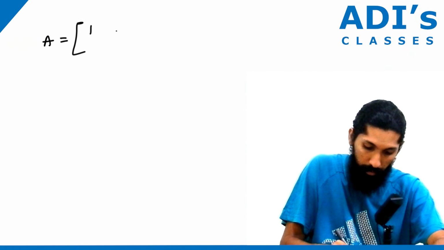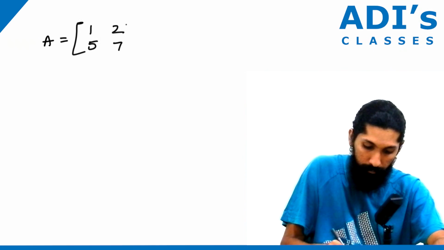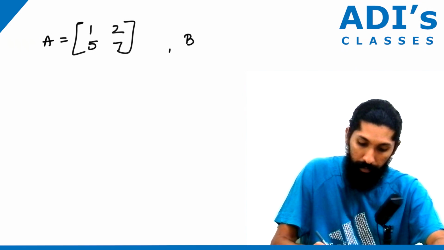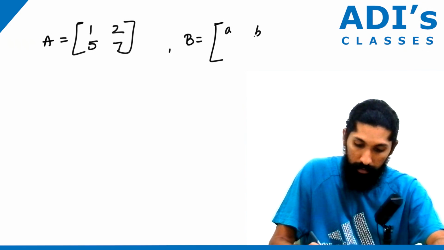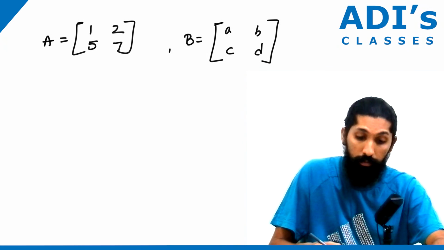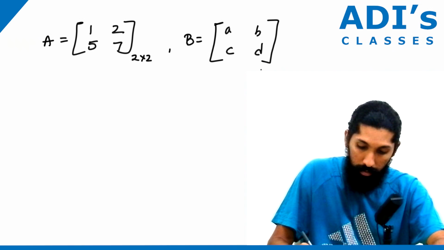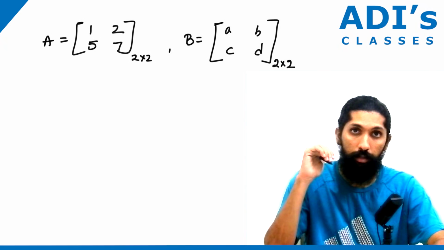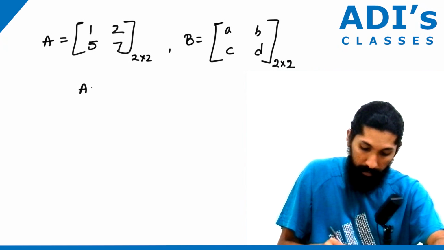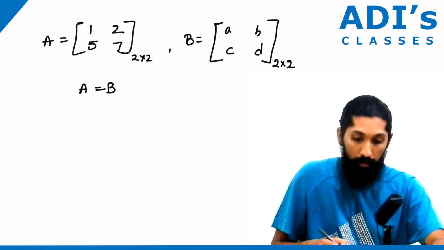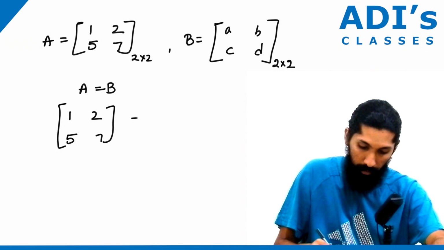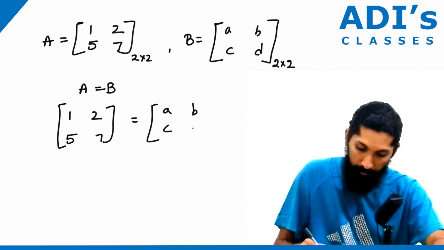So I'll say that matrix A is equal to 1, 2, 5, 7. Then I'll give you another matrix, say matrix B is equal to a, b, c, d. This is also a 2 cross 2 matrix. Both are of the same order. Now, suppose I tell you that matrix A is equal to matrix B. That means you have 1, 2, 5, 7 is equal to a, b, c, d.